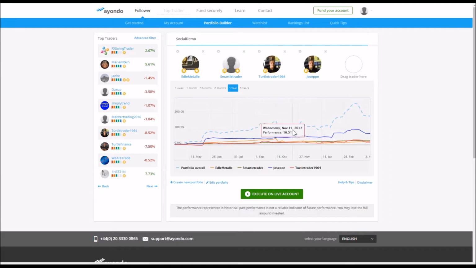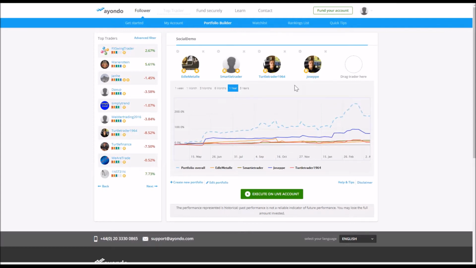And what we have down here, the blue dashed line, is an idealized version. If I'd gone back a year ago and followed these traders, I'd have made about 183%. Unfortunately, of course, I can't go back a year ago and follow all the traders. So the usual disclaimer applies. The performance represented is historical. Past performance is not a reliable indicator of future performance. Okay, so that's it. So I've got my 4 traders in here.